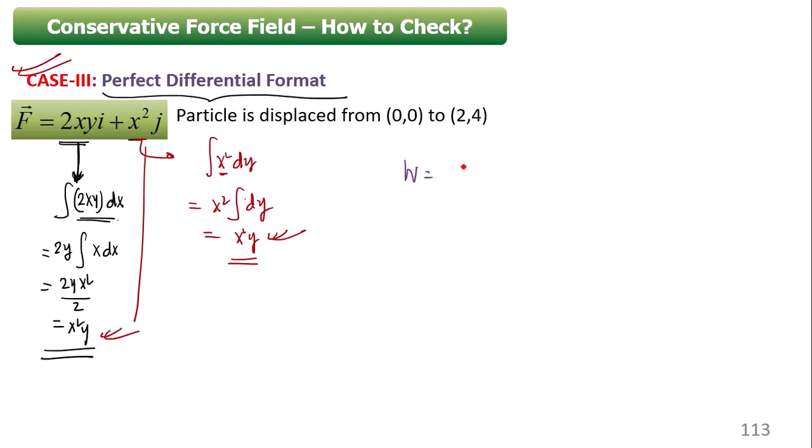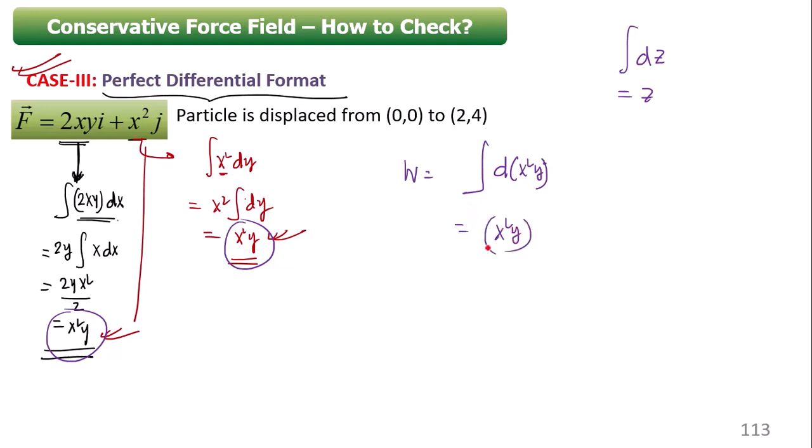It should be written as the integration of d of x square y. This is your answer. Got it? The work done is nothing but d of x square y, where x square y is the output that you got from this. So simply d of that. If I integrate, let us say, d of z, the answer is z. So here the answer is also x square y.